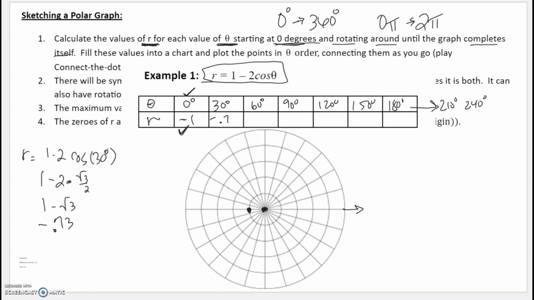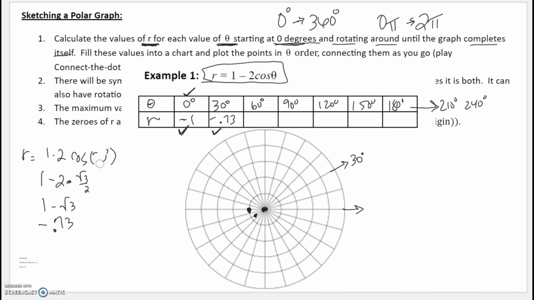So I'm going to face 30 degrees. That's this one facing 30 degrees. And I'm going to stand at the pole and walk backwards because it's a negative. I'm going to walk backwards 0.73. Ooh, I am not even going to make it to the first ring. So I'm going to go negative 0.73. So there's the next point.